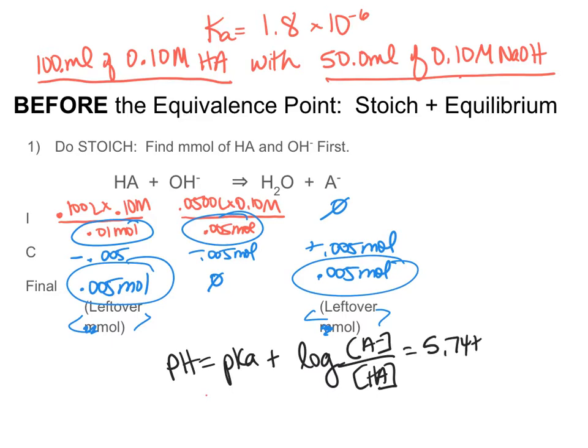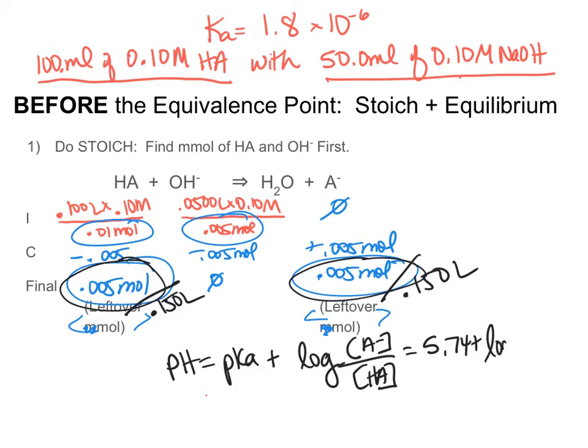Now, an interesting little side note here is that because my A minus and my HA are the same amount of moles, then therefore they're also going to have the same concentration, right? So if I go ahead now and I divide by my total volume of 0.15 liters, and I divide here by 0.15 liters, then I have my new molarities. Now, when I plug that in, I get log, in this case, of 1. Right? Because it's going to be the same molarity for each of these.